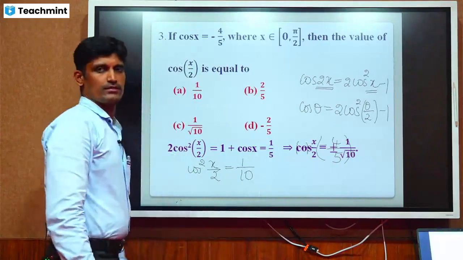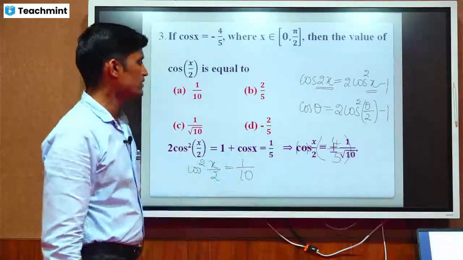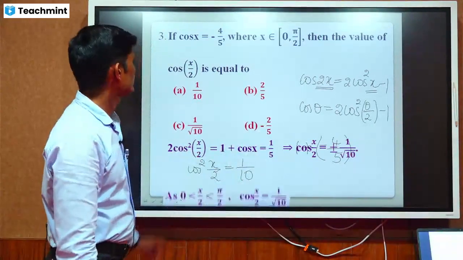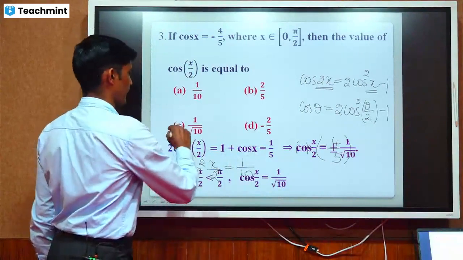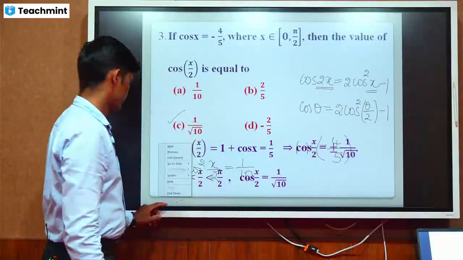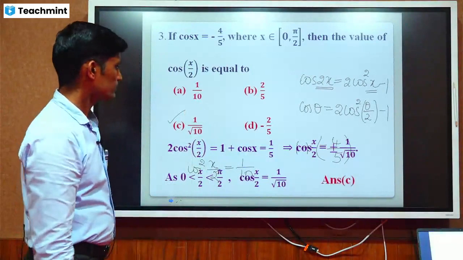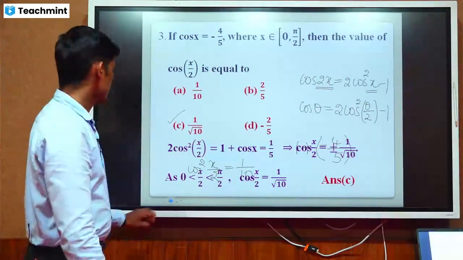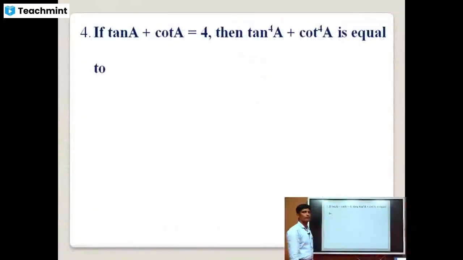Therefore, cos x by 2 is equal to plus or minus 1 by root 10. That is answer C. Next question. Question number 4.